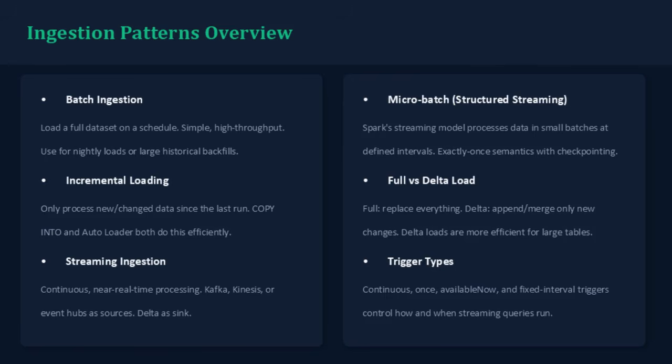Microbatch streaming is Spark's model. Instead of processing truly one event at a time, it batches a small window of events and processes them together. This gives you near real-time latency with the efficiency of batch processing.